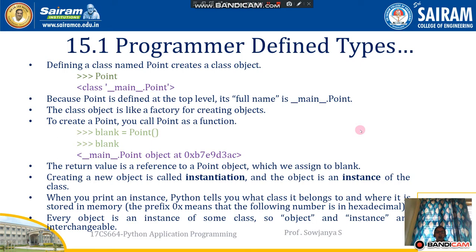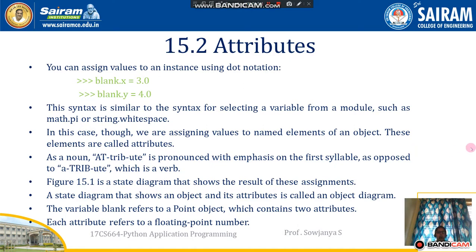Okay, so when you print this, we can say the variable blank refers to a Point object which contains two attributes. What are the two attributes? We have x and y, and the values are 3 and 4. Each attribute contains a floating point number.